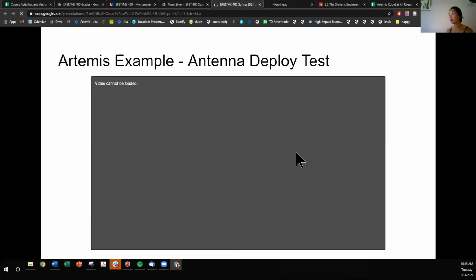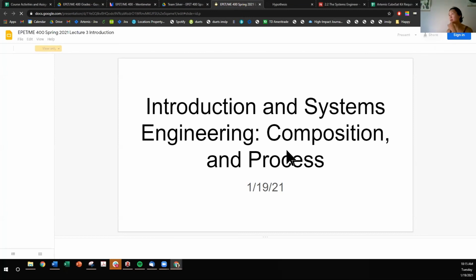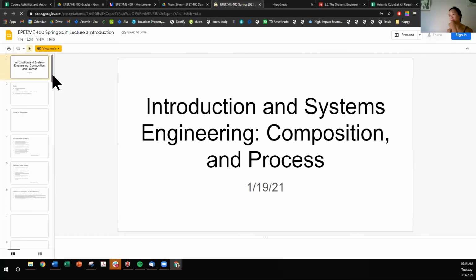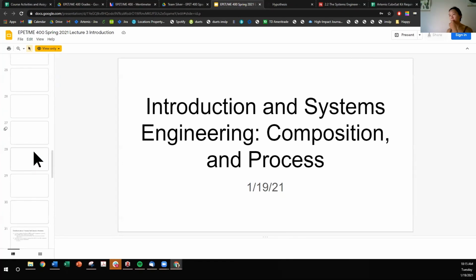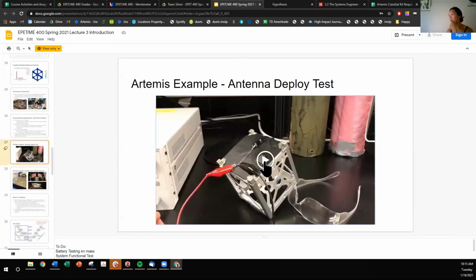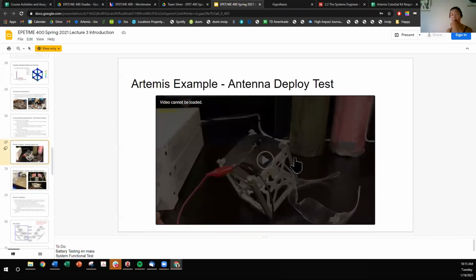So I want to show you one of the tests that we did for component analysis. It was an antenna deploy test. Well, shoot. Okay. Anyway, we had this 3D printed structure with a prototype of an antenna deployment system. We had a power supply hooked up, and after the power supply delivered enough current, there was a wire that burned, burn wire, and then the antenna deployed. So that is one of the tests that you could do during, say, a component performance analysis.